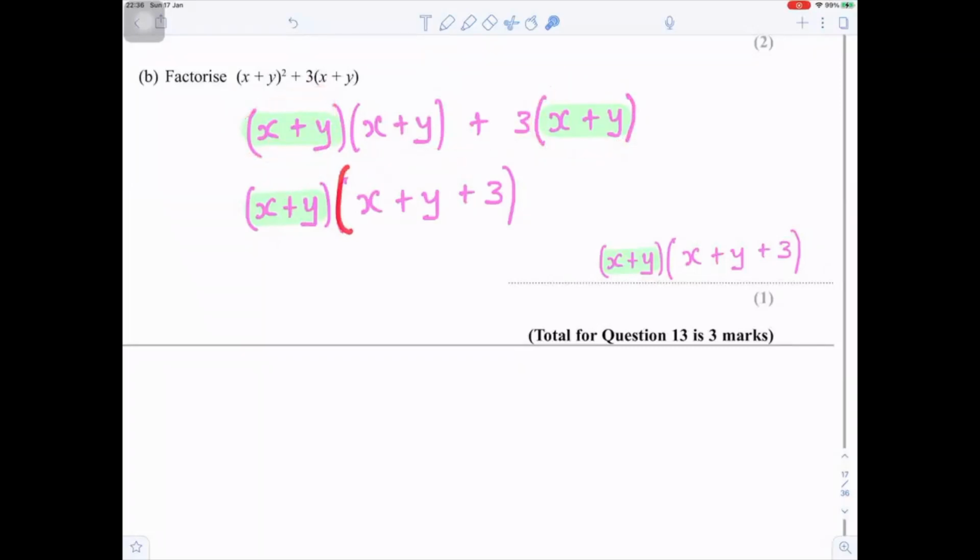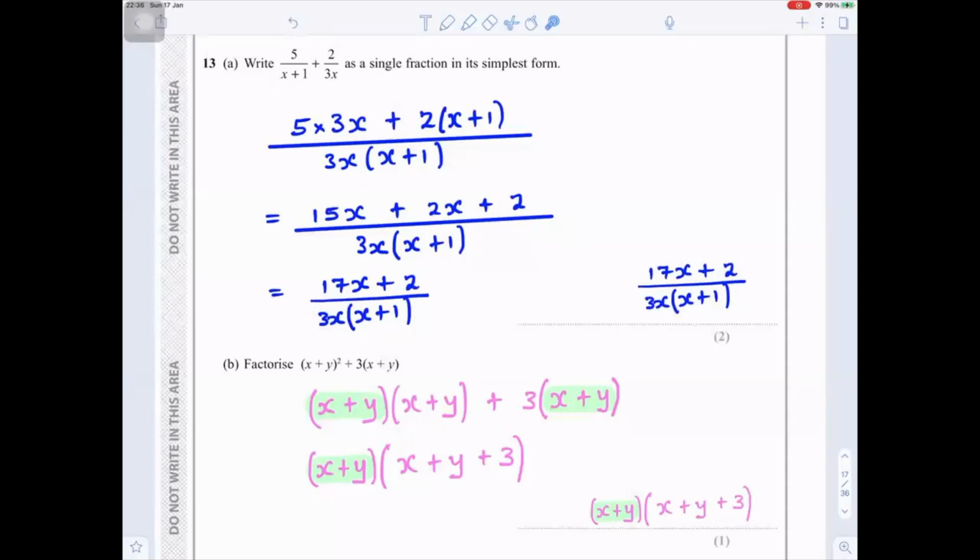And what we are left with is x plus y for the first term and 3 for the second. So your answer is (x + y)(x + y + 3). So that's the complete answer for question 13A and B.